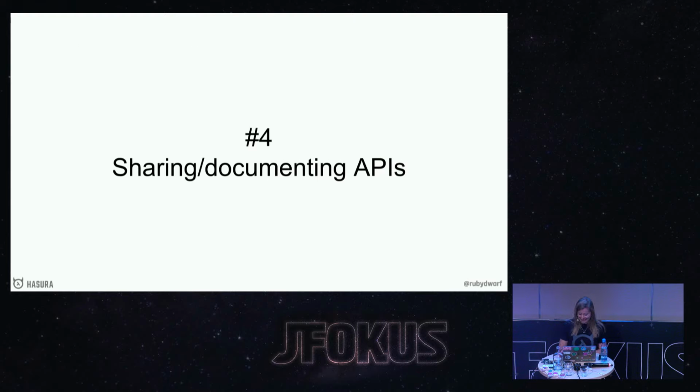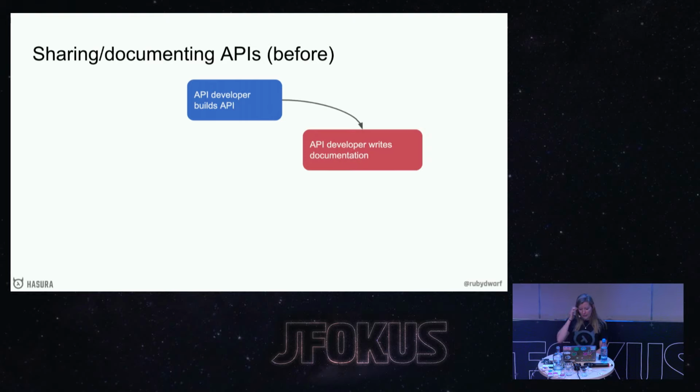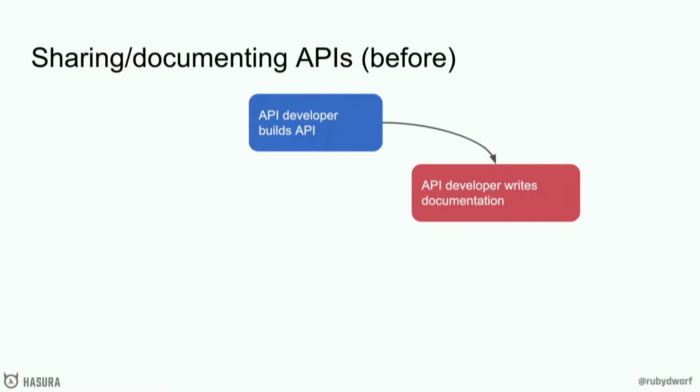Let's talk about documentation. So before GraphQL and with the usual APIs, writing documentation is separate from actually implementing the API. So after implementing or during implementing, developers have to make an effort to actually also write the documentation. So the usual workflow is the API developer builds an API. Then the API developer writes documentation, and I put this in red because maybe they don't. Or, you know, there's a lot of things to do, and documentation is not always at the top of the priority list for everyone.